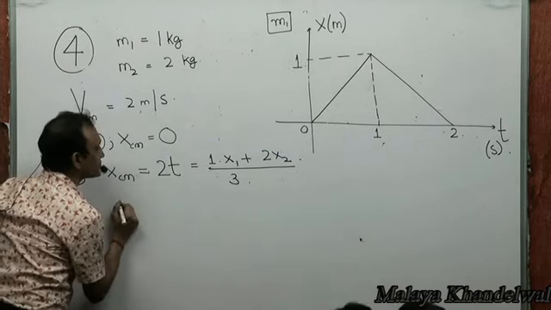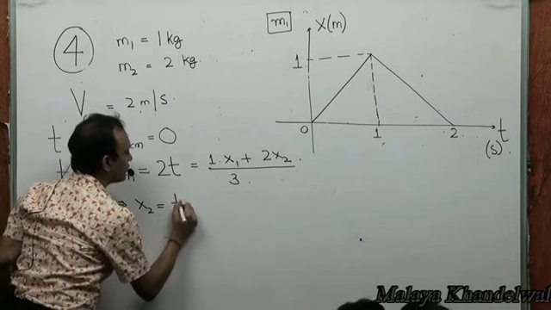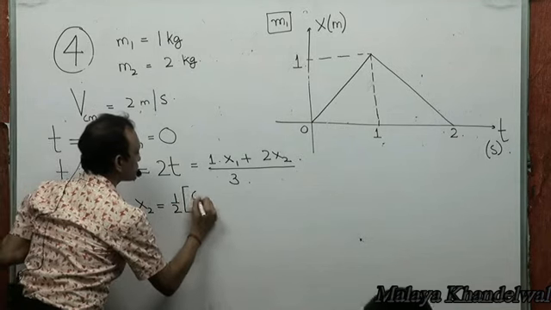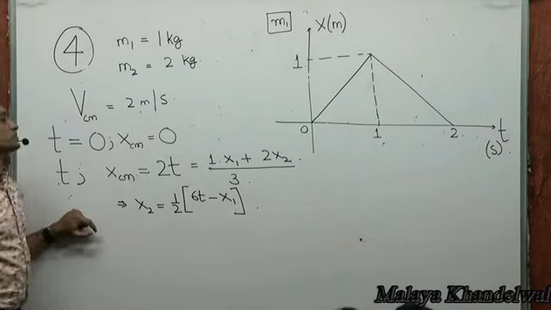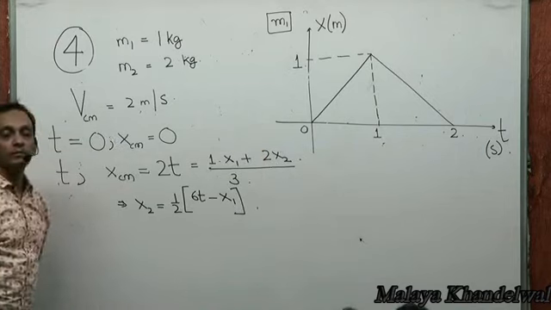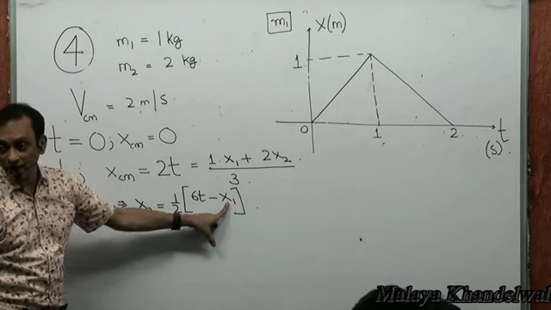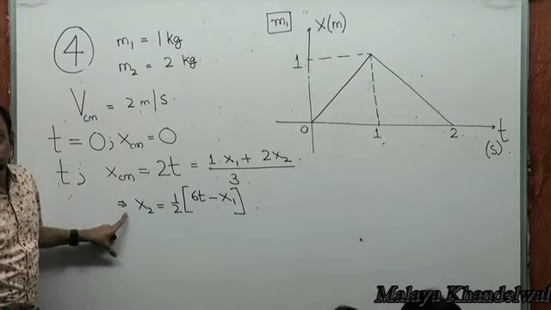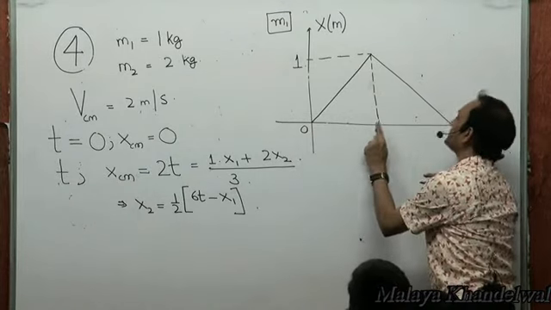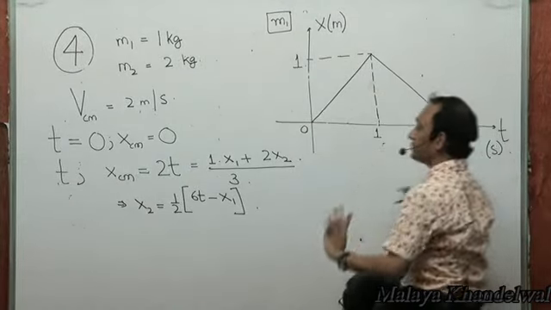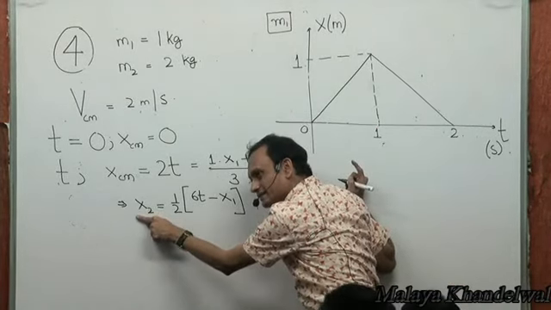So this gives me x2 equal to half of 6t minus x1. 6t minus x1, isn't it? (6t minus x1) by 2 is the x coordinate of m2. Now if x1 is known as a function of time, then x2 will be known as a function of time. Now there are two regimes, t lying between 0 and 1 and t lying between 1 and 2, right? For each of these cases, the x coordinate of m2 would be separately evaluated, yes or no?